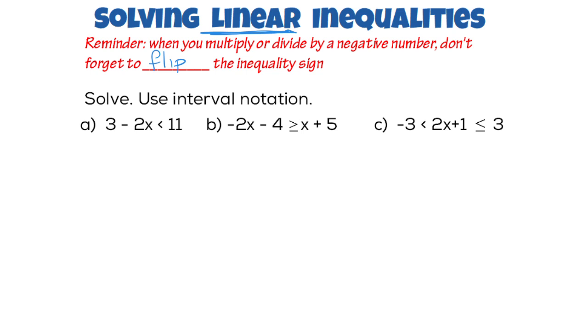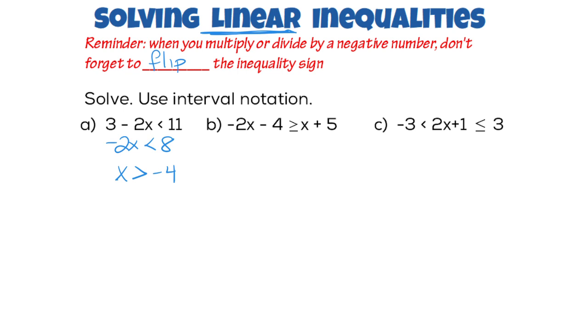All right. First one, just a nice basic two-step equation. I'm going to isolate the x. I'm going to subtract the 3, divide by -2. Because I'm dividing by a -2, my inequality switches.